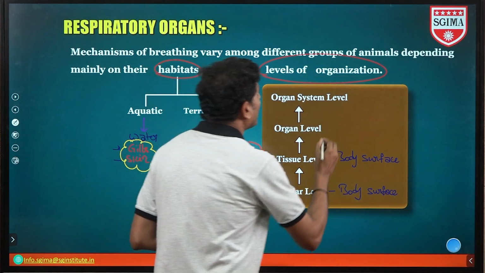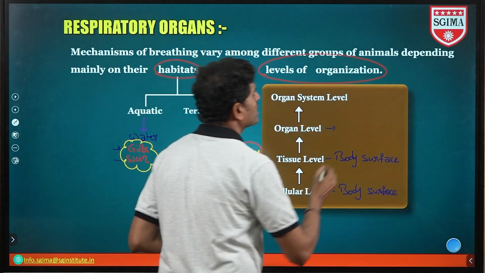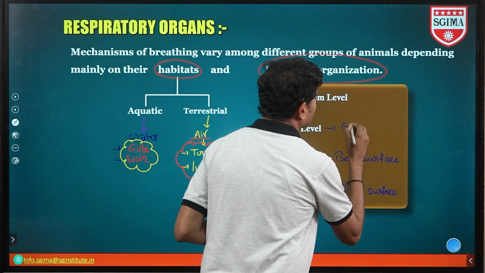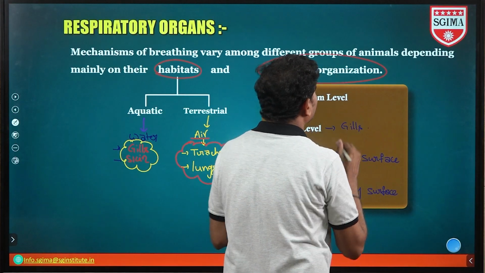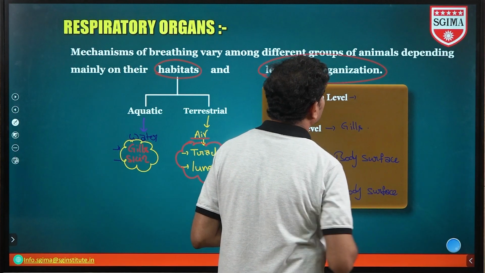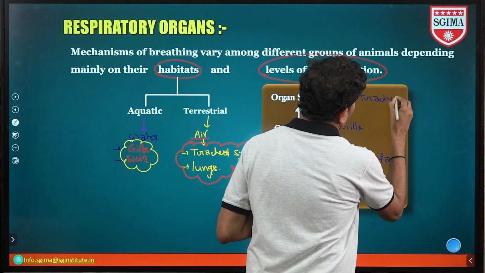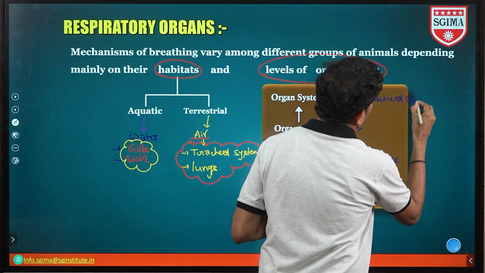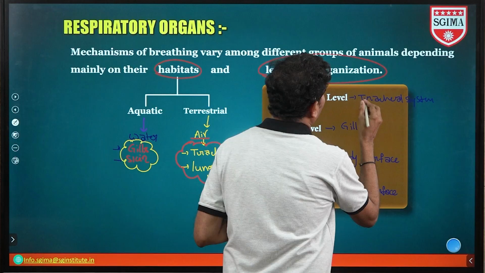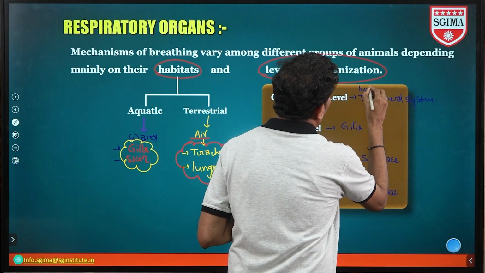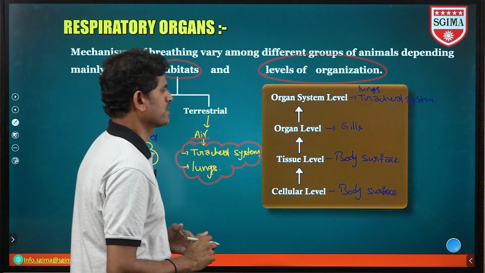Next one, organ level, where we are going to see respiratory organs like gills, okay, and other systems. At the organ system level, we call it the tracheal system, okay. Next one is lungs. So various organs will be present.